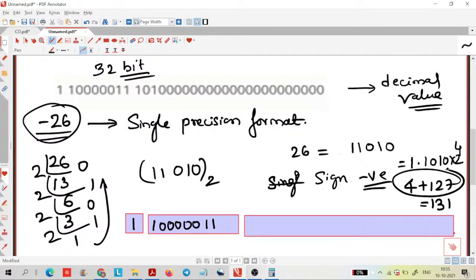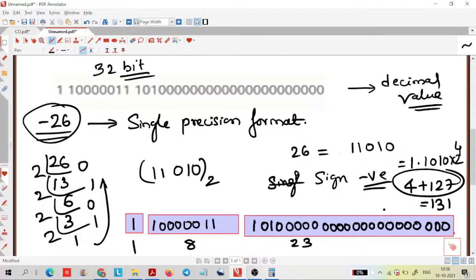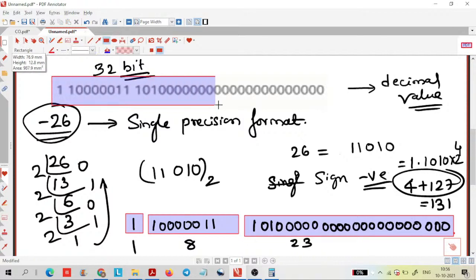And the fraction part is 1010. In total it should be 23 bits. So this is 1 bit, 8 bits, and the remaining 19 bits you have to make 0, so 4, 8, 12, 16. So this is the total representation. Here you can compare this with the given value.